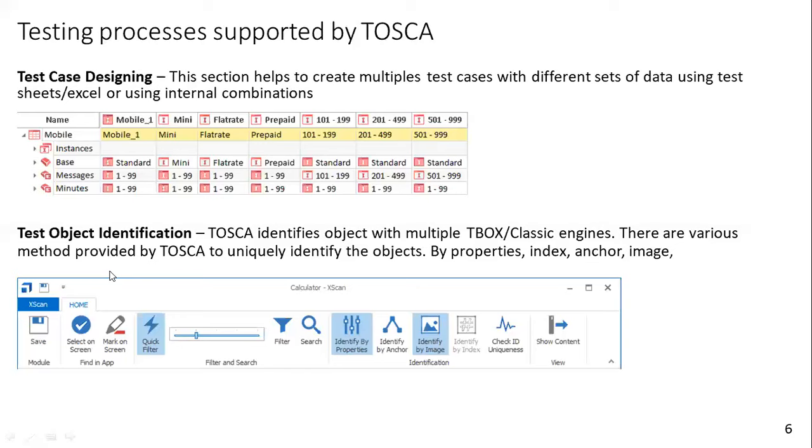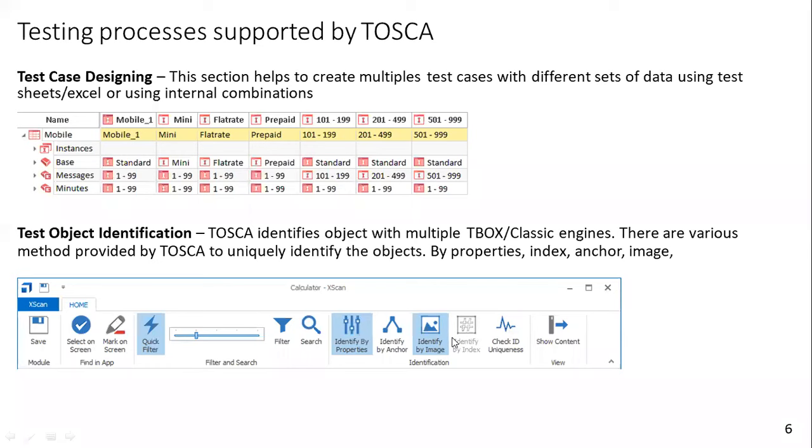So, test object identification. If you see here, TOSCA gives you identify by properties. That is the default option which TOSCA recommends. But there are cases when you are not able to identify by properties. TOSCA gives you other facilities which are not present in any other tool: identify by anchor, identify by index, identify by image. These are other facilities apart from the internal properties of the test object.